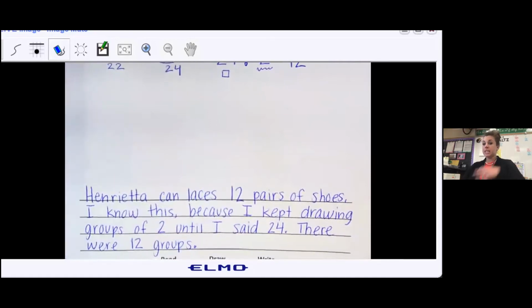Again, if you drew it in a different way, the part after I know this because is going to explain your way of solving it. Everything before that, if you got it right, you said that they had 12 pairs of shoes. You need that label. It's not 12 laces. It's 12 pairs of shoes. It's a little bit of a challenge one. Hopefully you did really well.